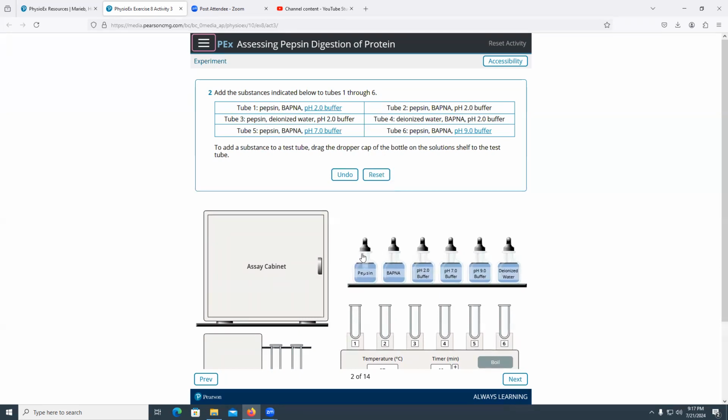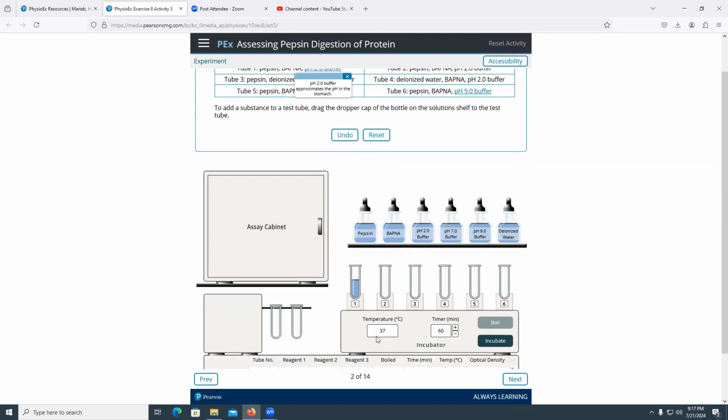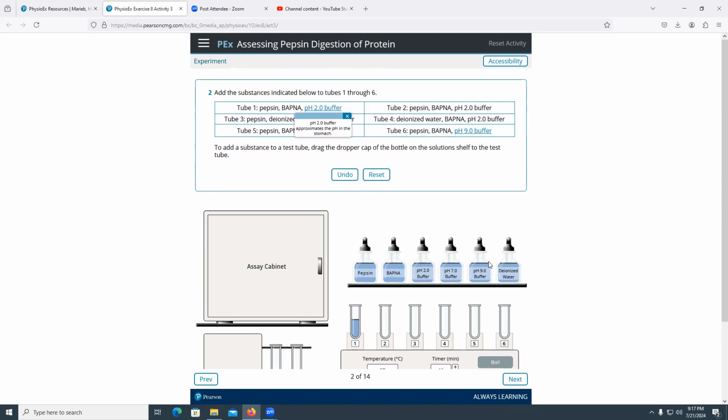So tube one will have pepsin, that's my enzyme, and it will have BAPNA, and it will have pH 2 buffer too. That's approximately the pH in the stomach. This is the perfect environment for the operation of pepsin. You have the pepsin, the enzyme, you have its substrate, and you have its optimal pH and the temperature, 37 degrees Celsius. This is perfect. And so we expect complete reaction here.